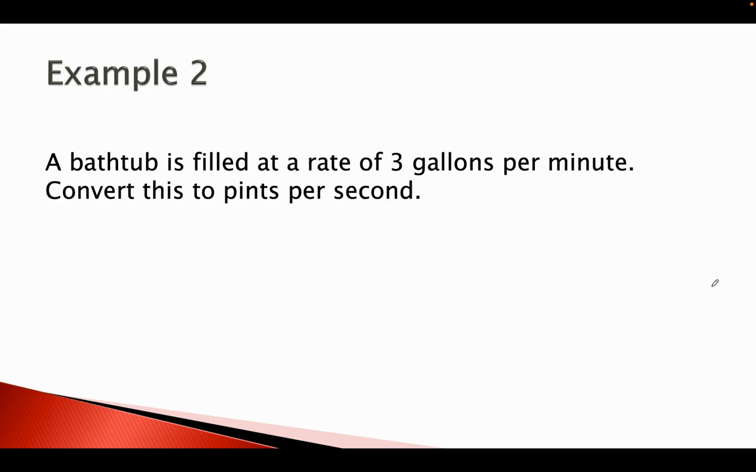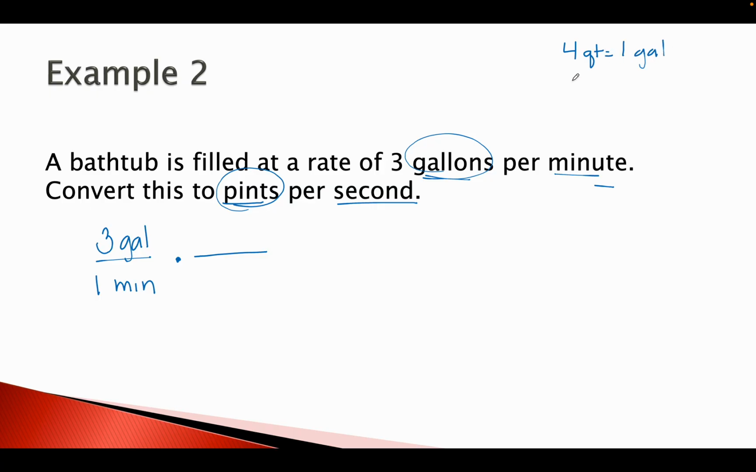Let's take a look at one more example. A bathtub is filled at a rate of 3 gallons per minute. Convert this to pints per second. So we're going to begin by writing down our rate, and I'm going to go ahead and change gallons to pints first. If you look at your conversion chart, you'll see that there are 4 quarts in 1 gallon, and then there are 2 pints in 1 quart. So that means there are 8 pints in 1 gallon.